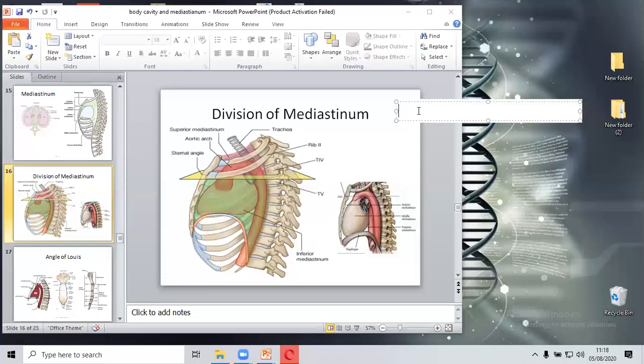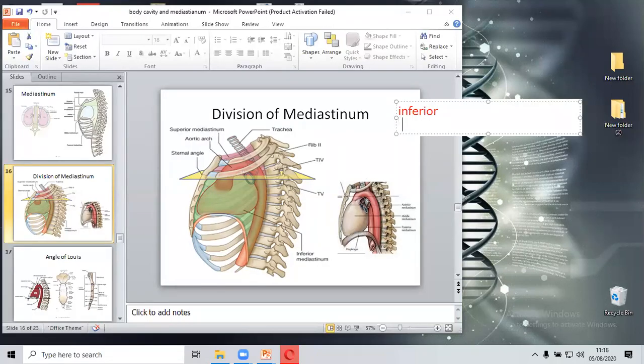Now superior and inferior, okay. Now again we'll go for the inferior. See, again the inferior mediastinum, this whole thing is the inferior mediastinum. Now this whole inferior mediastinum is again divided into three.